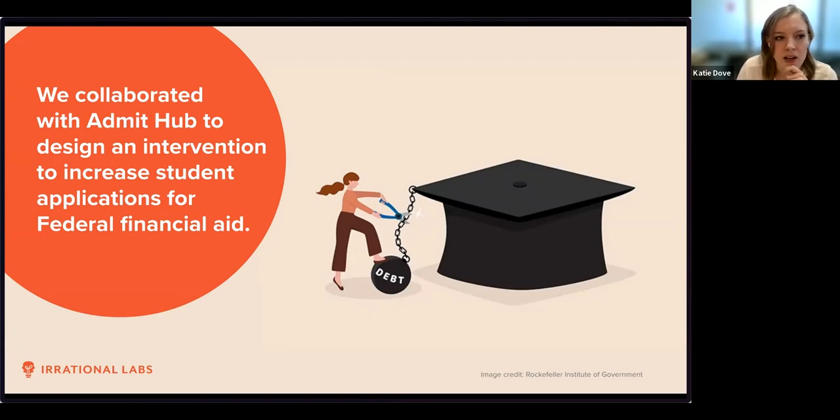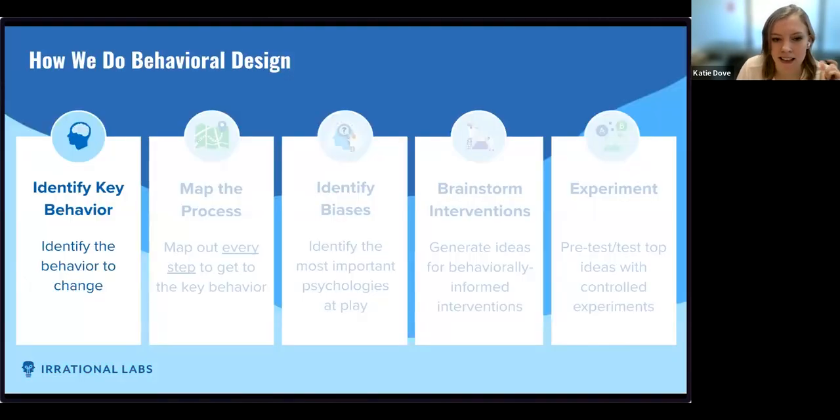So how do we go about this problem from a behavioral design perspective? And step number one, we identify a key behavior. And so today I'm going to talk to you a little bit about this 3B framework. It's how we think about behavior change. And the first B is, of course, the key behavior. And this is the action that we want users to take.